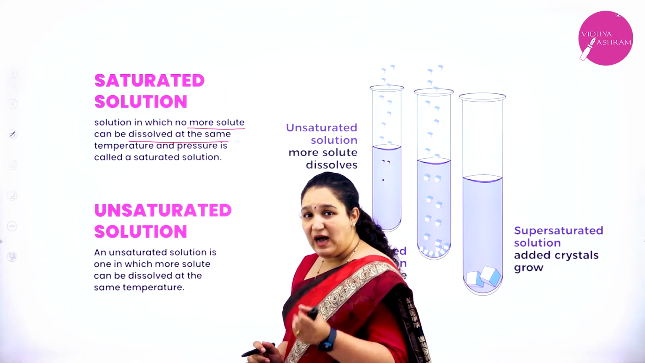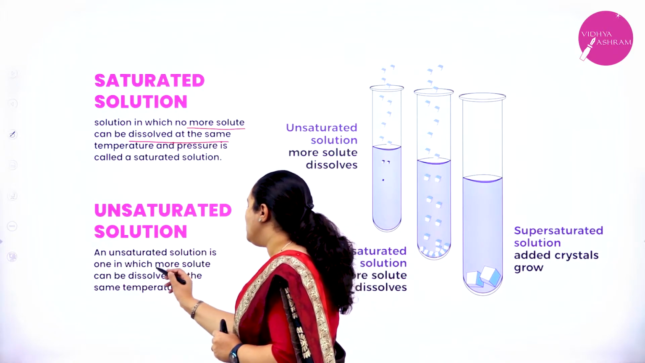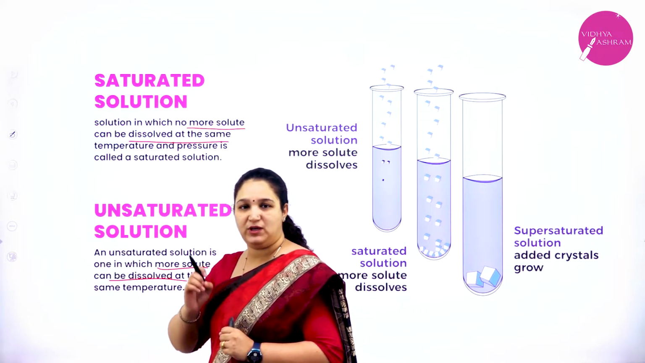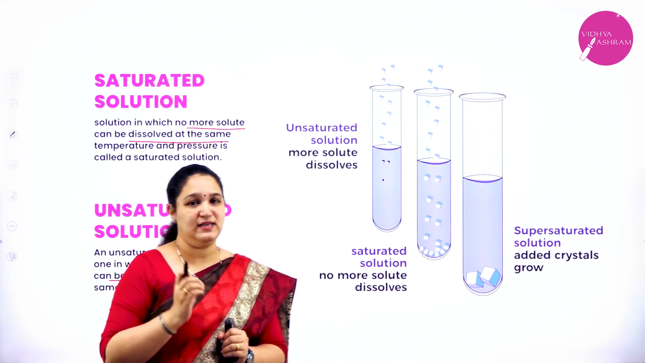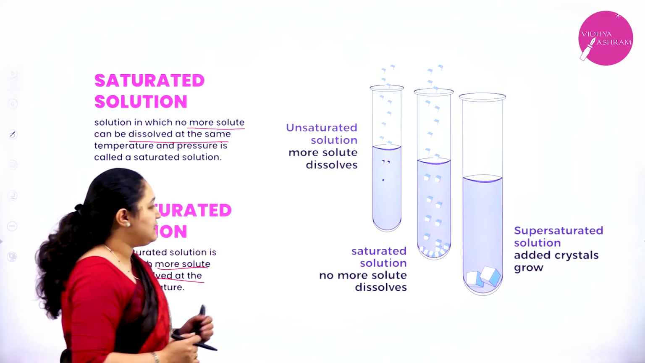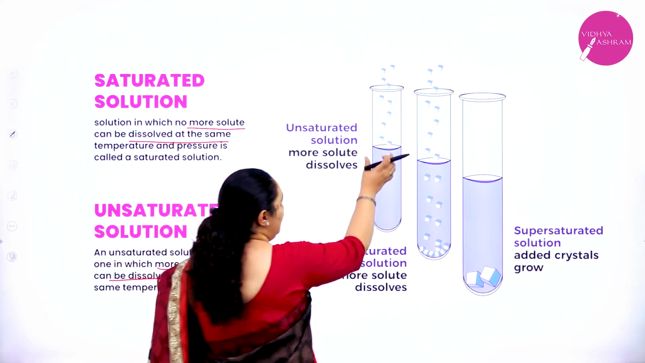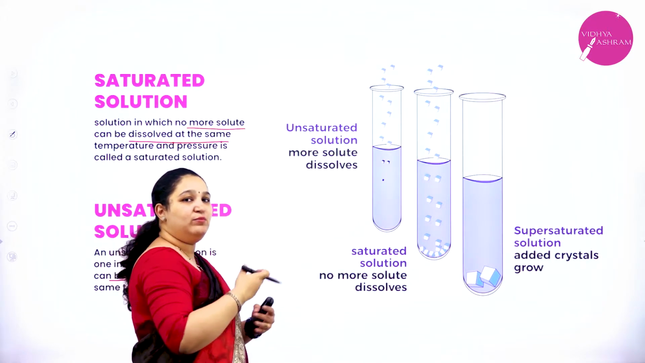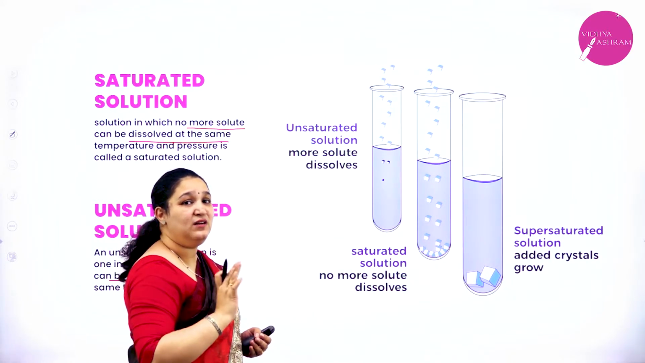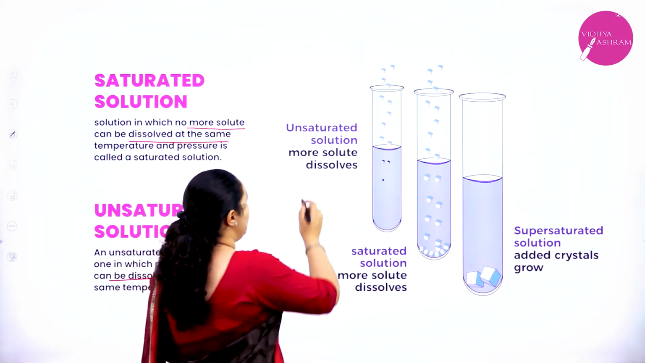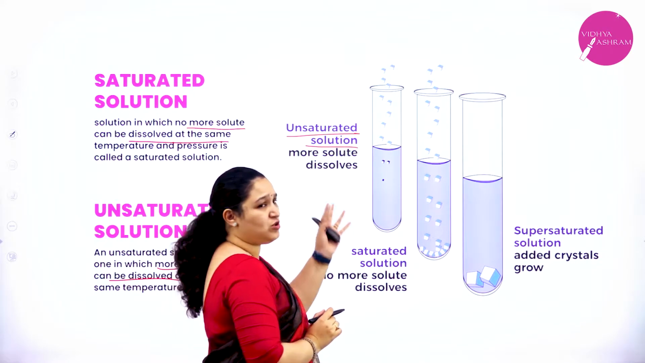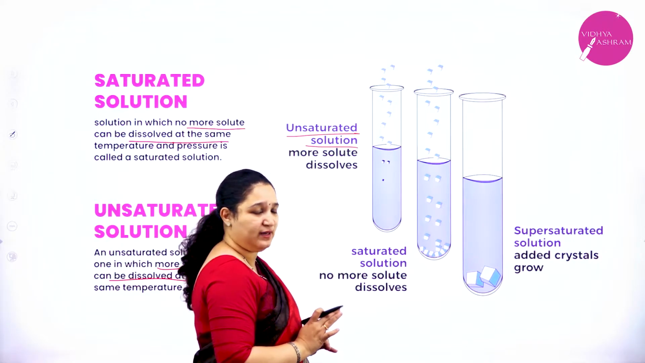What do you mean by unsaturated? More solute can be dissolved at the same temperature in a particular solution. We call it unsaturated. To understand better, I have a particular solvent, and I am adding the solute. The more solute I add, it is still dissolving. Such solutions are what? Unsaturated solutions. More solute can be dissolved in them.